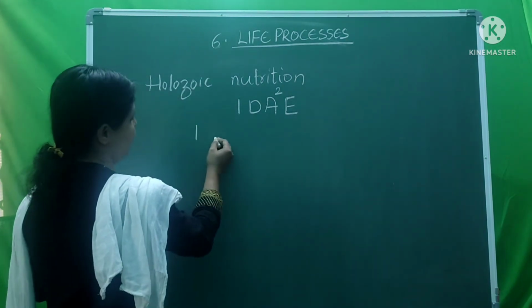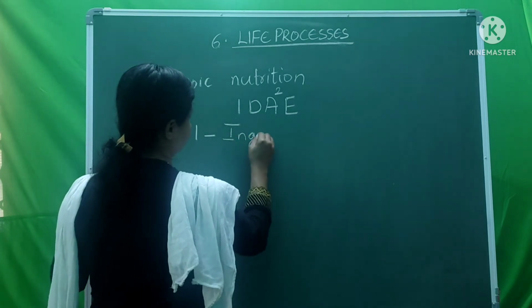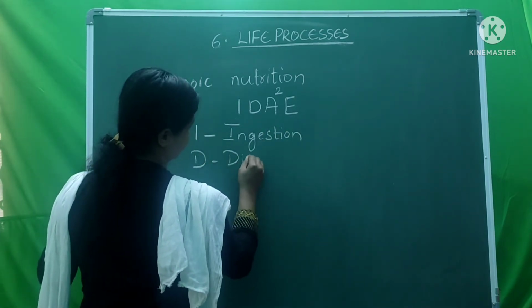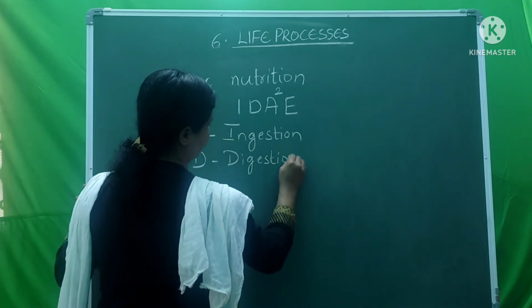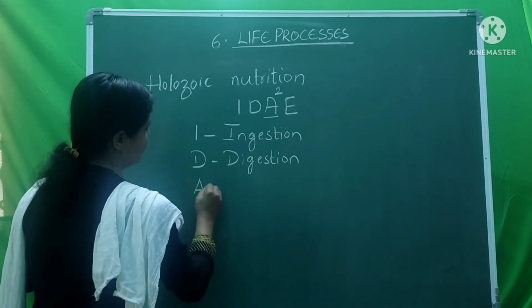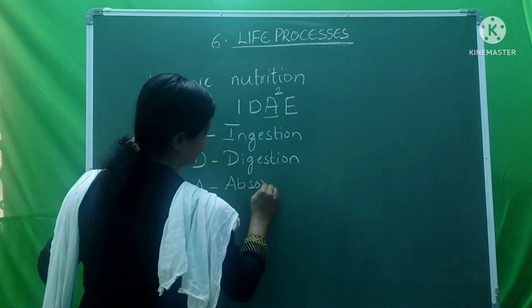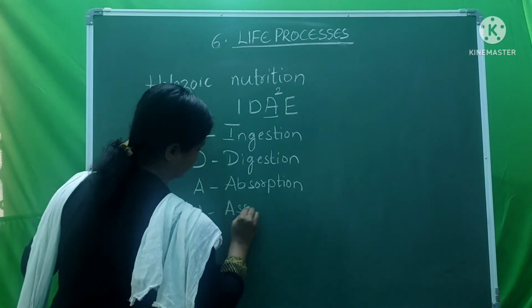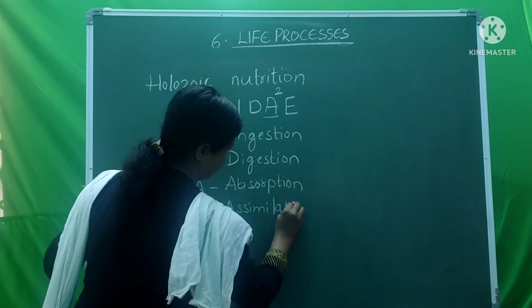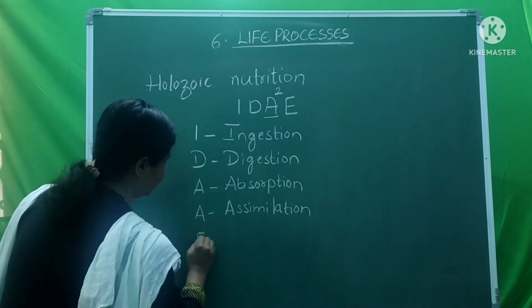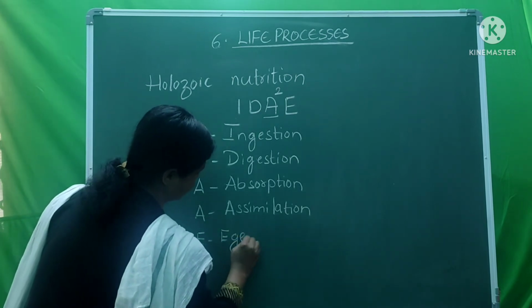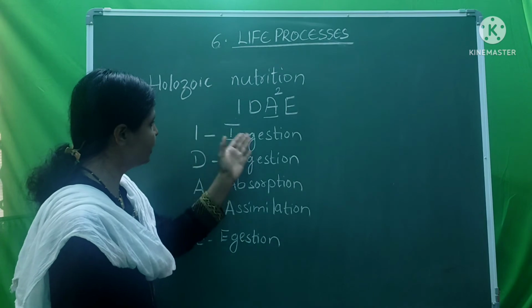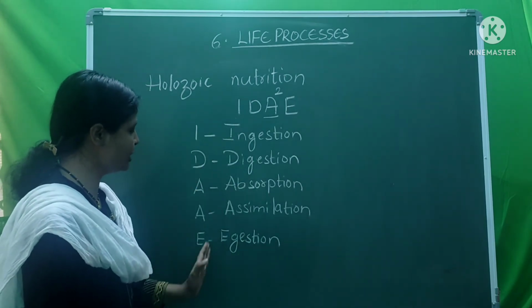I stands for ingestion, D for digestion, from A square I take one A which is absorption, and the other A becomes assimilation, and E stands for egestion. Okay, these are the words you have to remember. I for ingestion, D for digestion, A for absorption, A for assimilation, E for egestion.